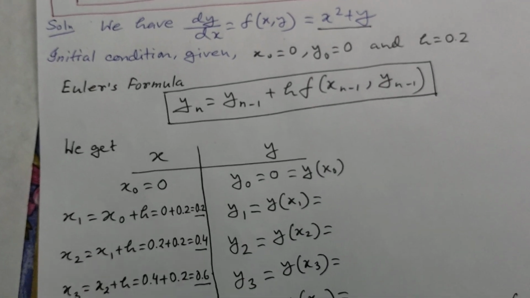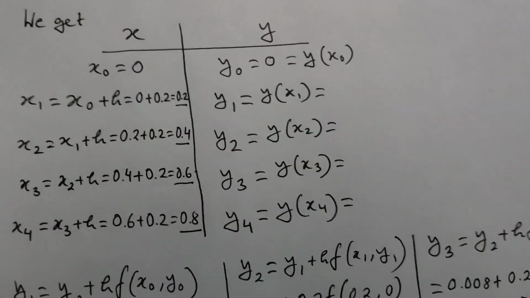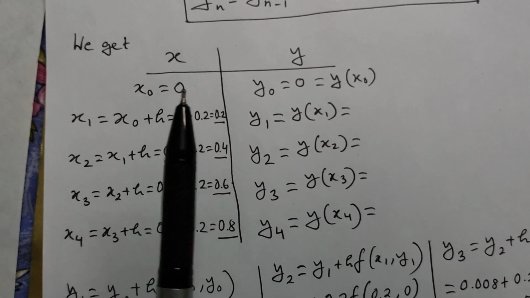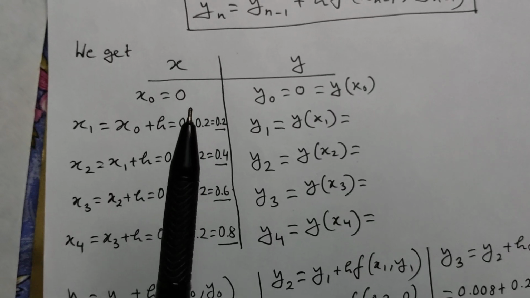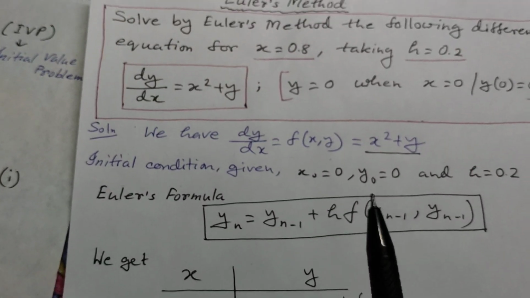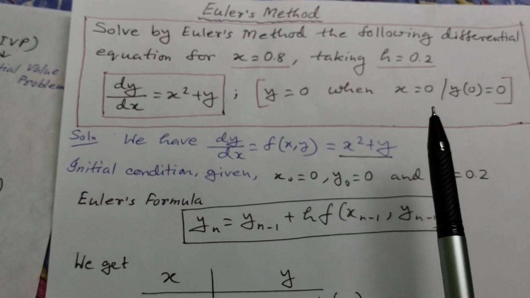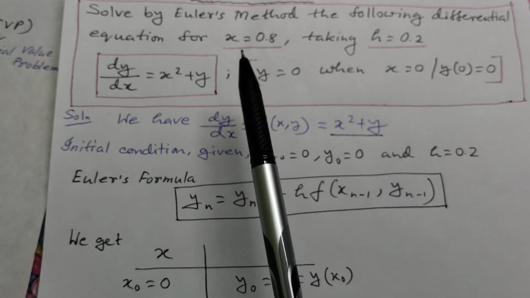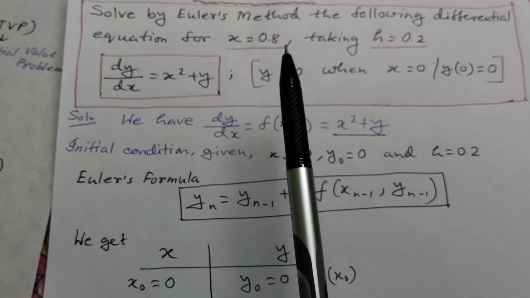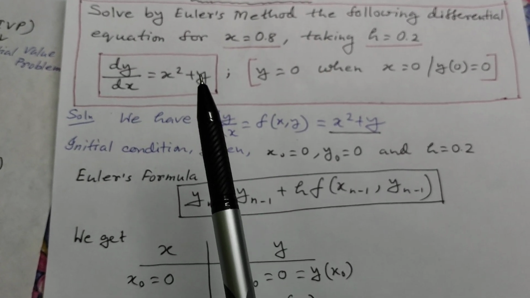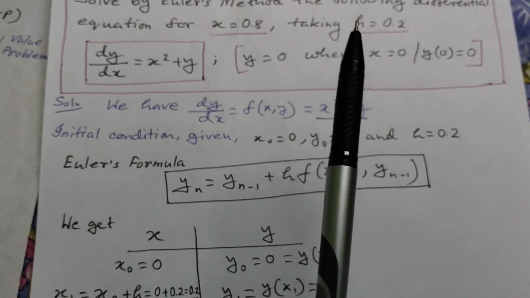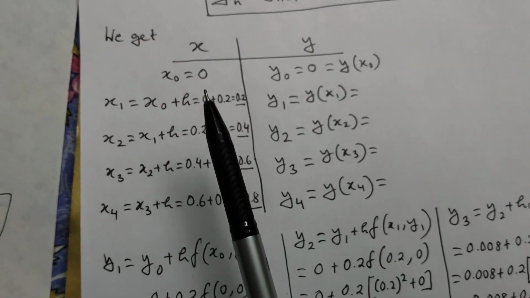Now coming to this table, we get for x0 = 0. It is the initial value as it is given in the question, and we have to find the value of y for x = 0.8, right? So we have to improve the value of x from 0 to 0.8. How? That we will see.